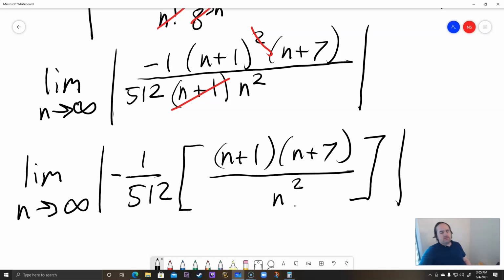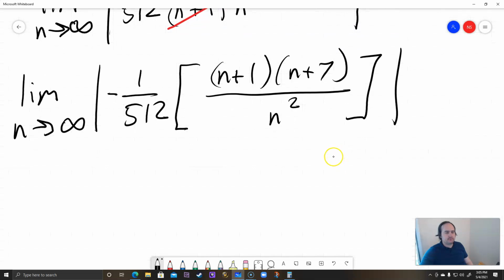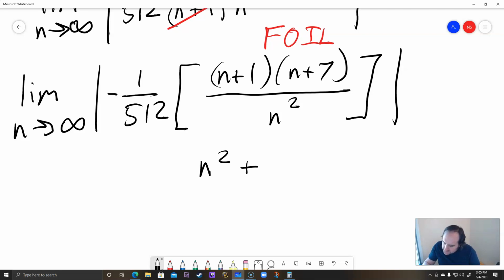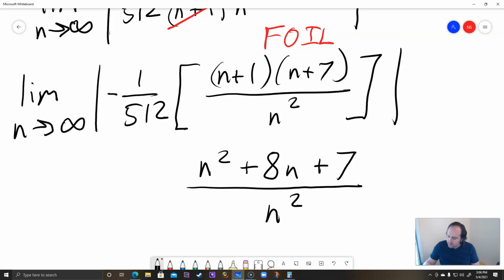Okay, and then to find this infinite limit, you want to go ahead and multiply out the n plus 1 times n plus 7. We can multiply that out with FOIL. Okay, so using FOIL here in the numerator, we get n squared plus 7n plus n. So that's going to be n squared plus 8n plus 1 times 7 is 7. Okay, so we have n squared plus 8n plus 7 all over n squared.